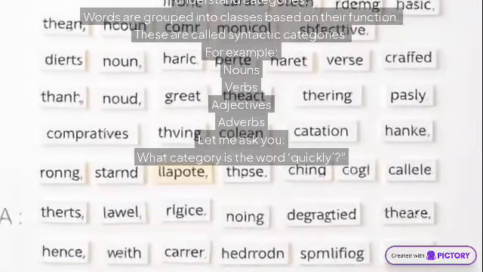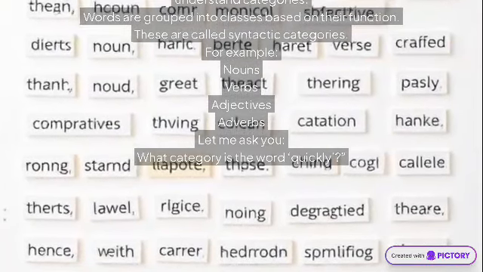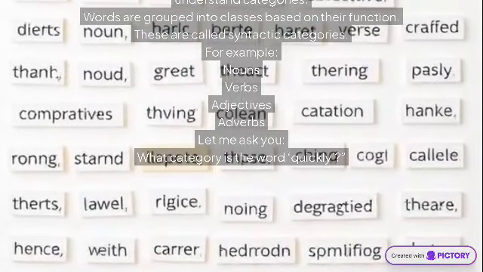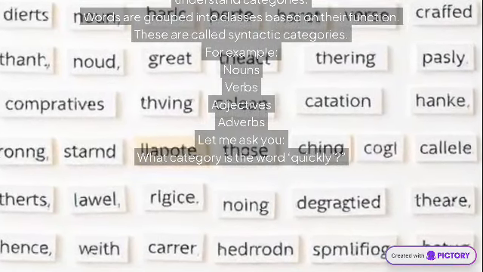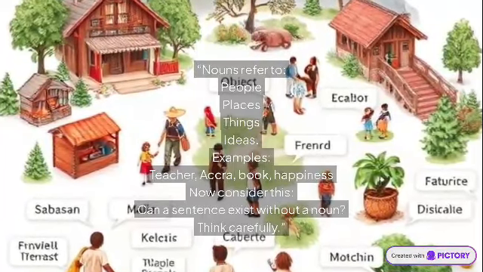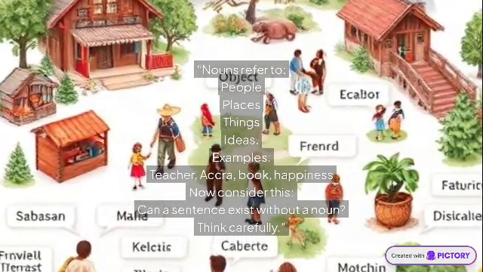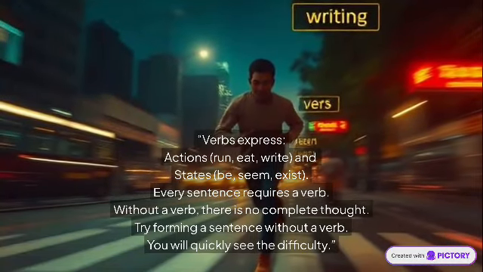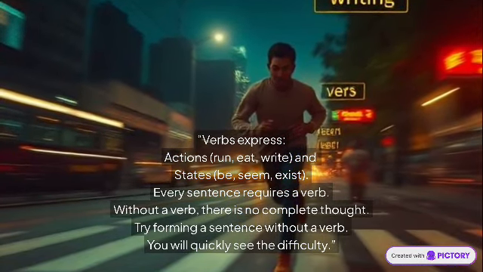To understand sentence structure, we must first understand categories. Words are grouped into classes based on their function. These are called syntactic categories. For example, nouns, verbs, adjectives, adverbs. Let me ask you, what category is the word? Quickly. Nouns refer to people, places, things, ideas. Examples: teacher, Accra, book, happiness. Now consider this. Can a sentence exist without a noun? Think carefully.